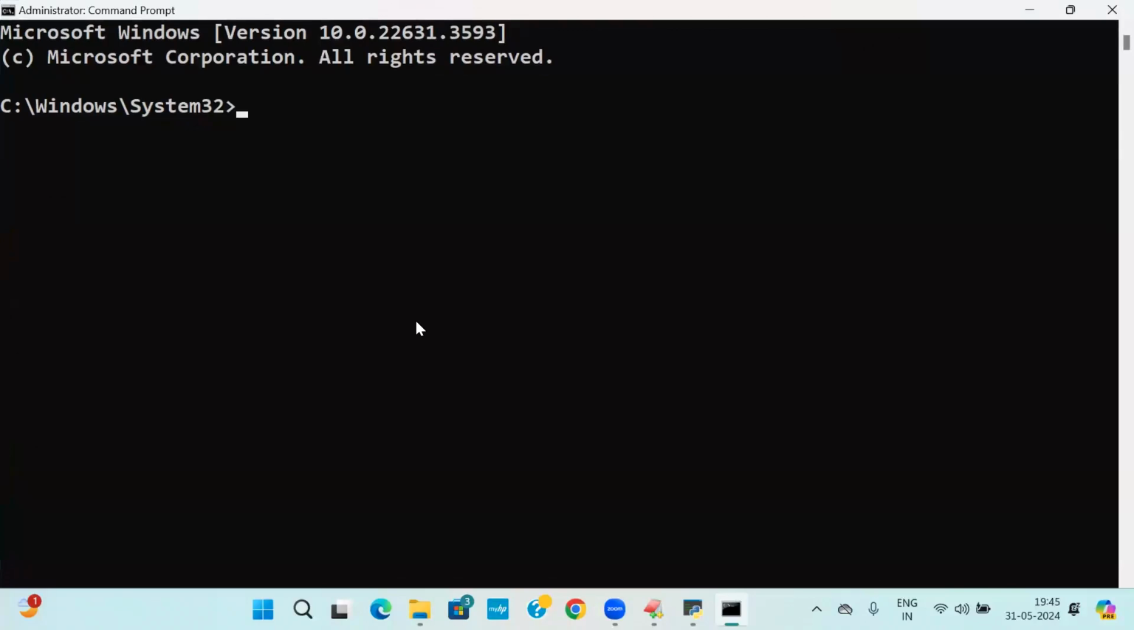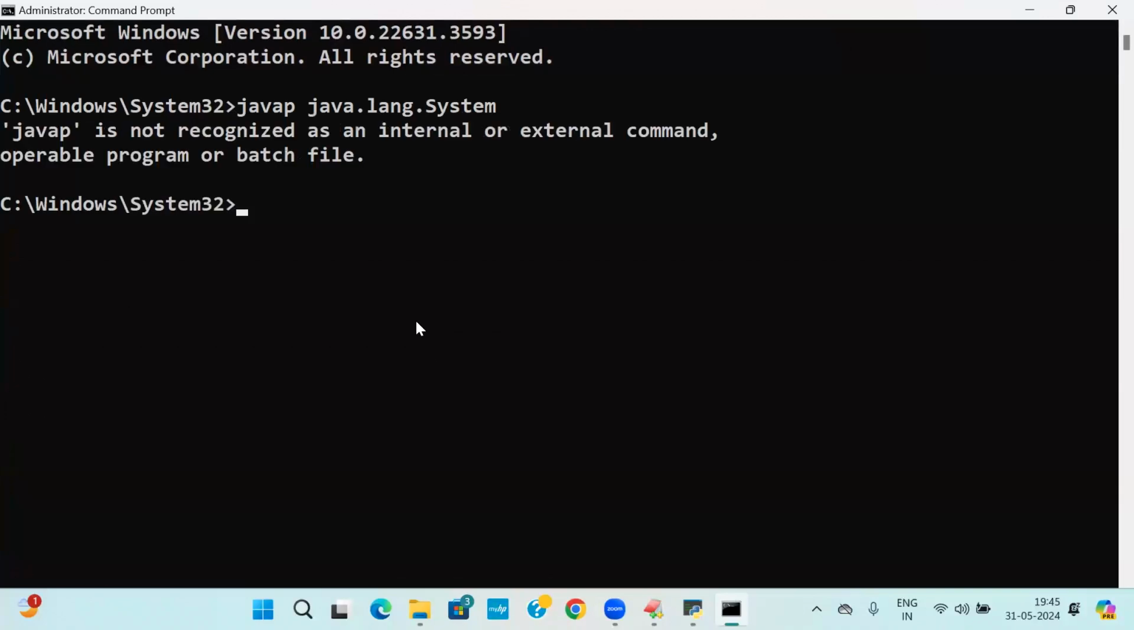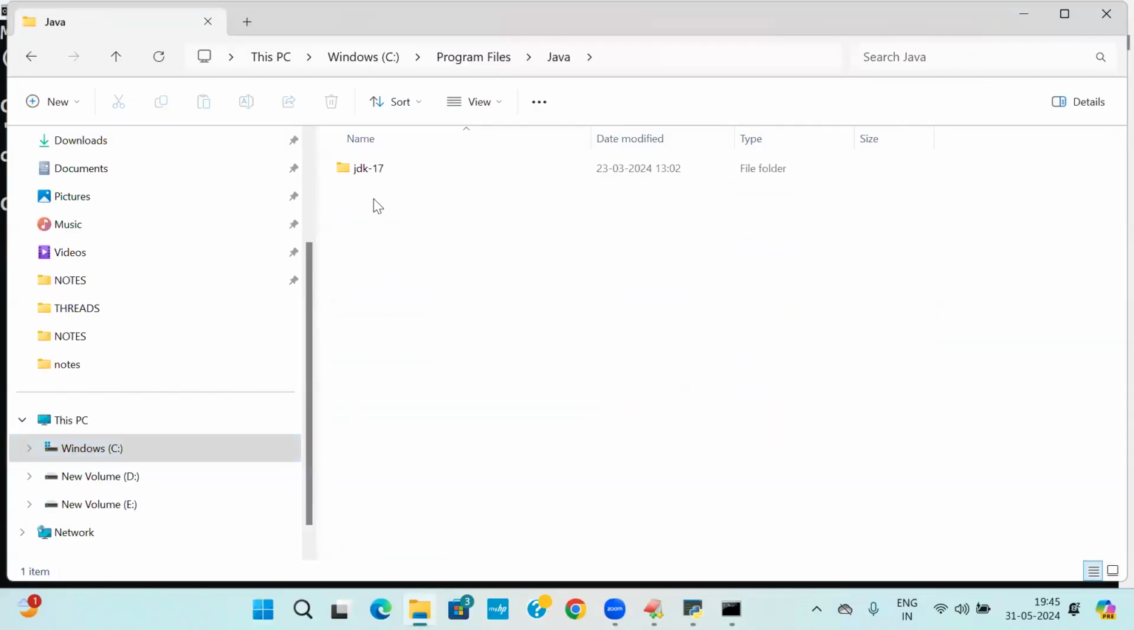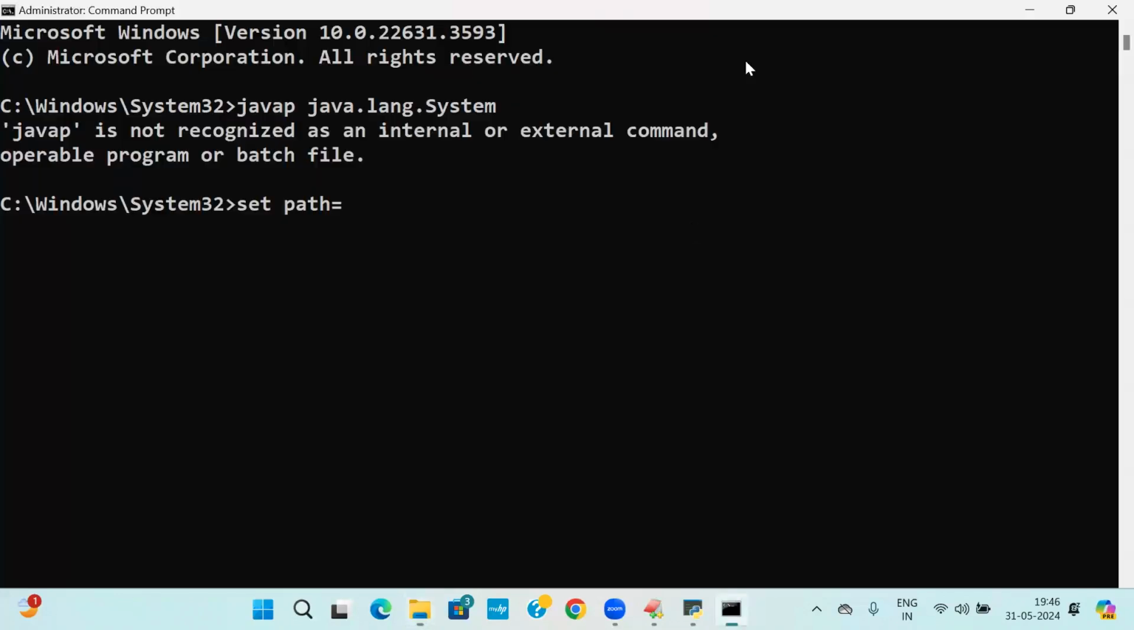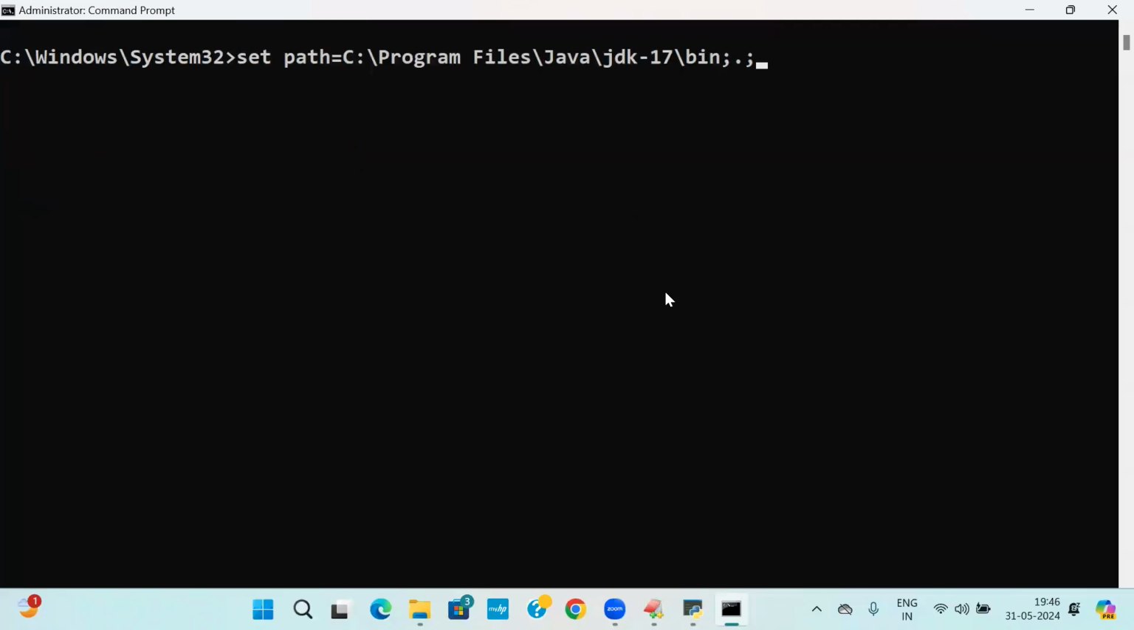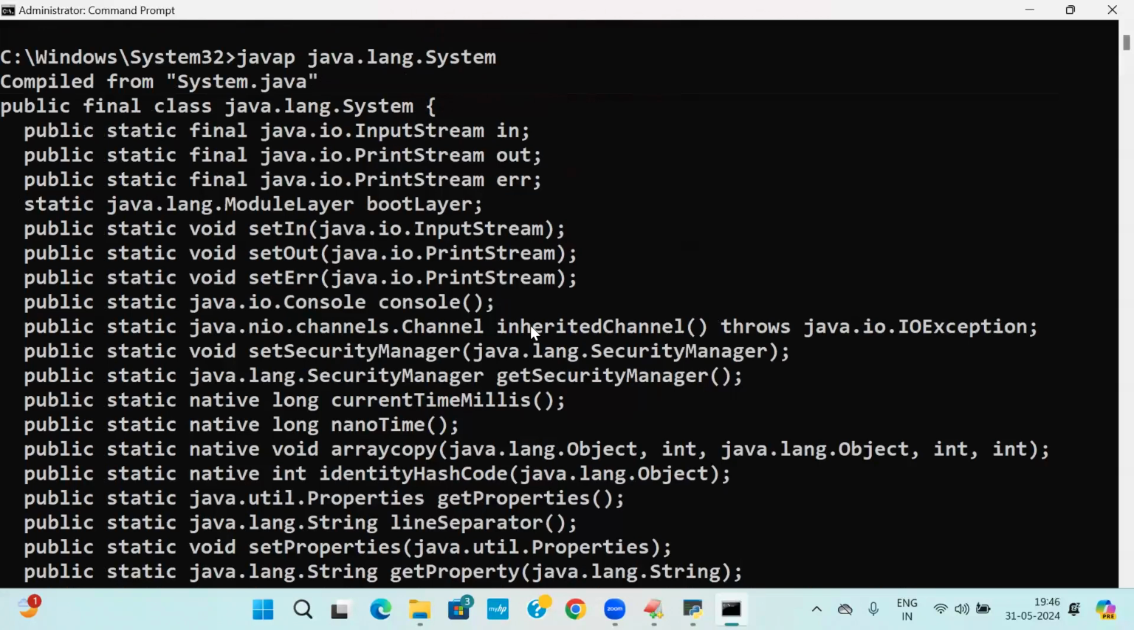Here I said javap java.lang.System. Of course, one error will come, but I will set the path. Set path is equal to, go to C:\Program Files\Java\Java 17\bin. I'll go to this place, copy that, set path is equal to that path; semicolon, dot, semicolon. Same, javap, and I opened the Java documentation.